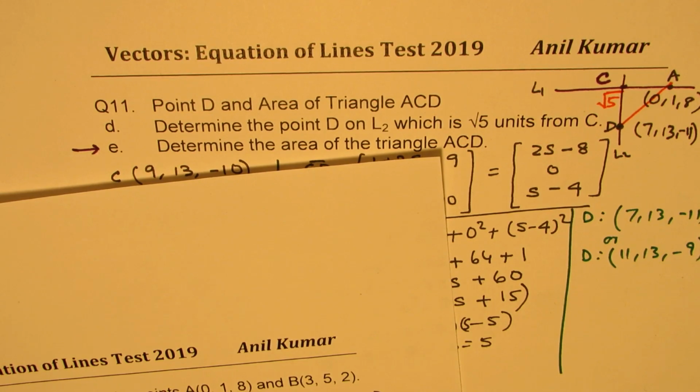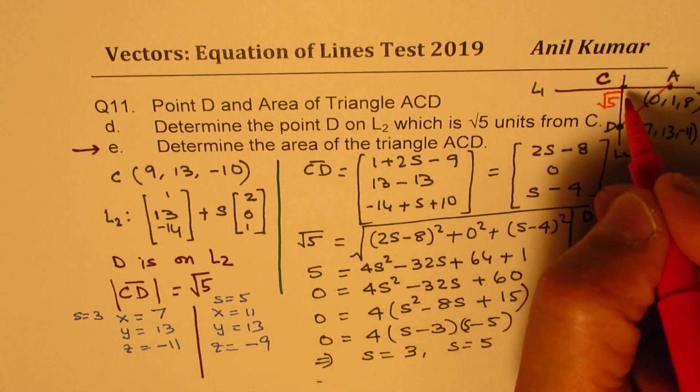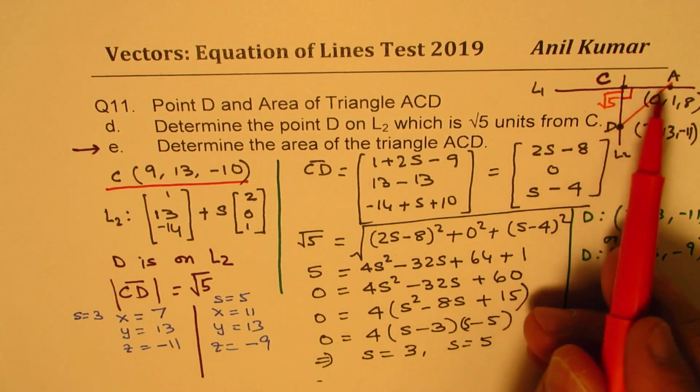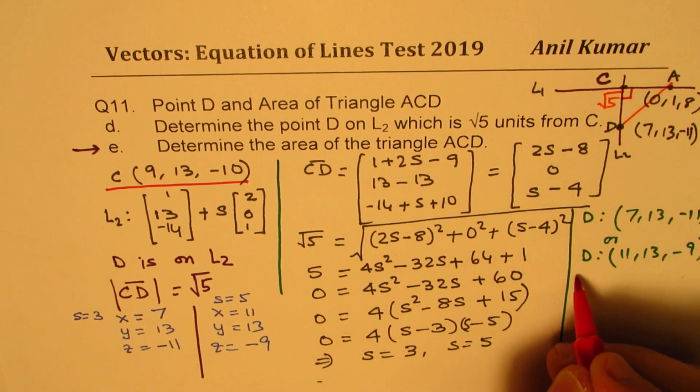Now we need to find area of the triangle, correct? So to find area of triangle, we know here we have a right triangle. Point C is known to us. So we can find AC, multiply, and then times by half, correct? That should give us the result. So let's find AC first.